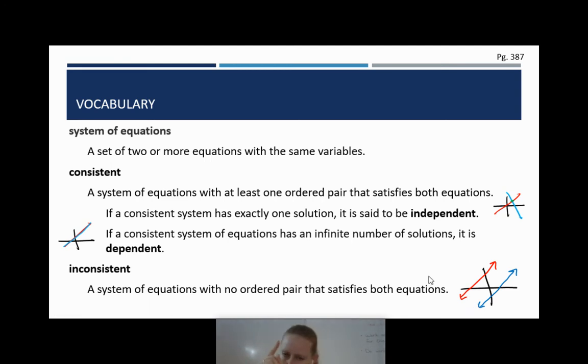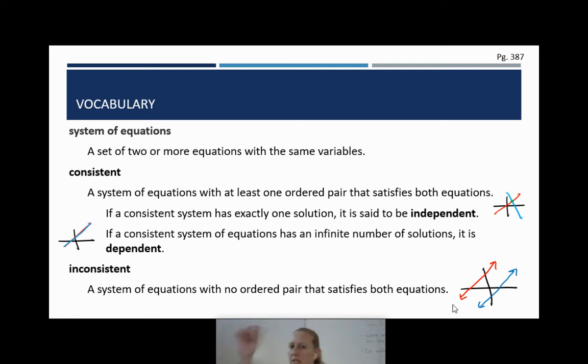So now you have this in your head: these two are consistent, and this one is independent, and this one's dependent. It's because they actually intersect. This one only intersects once, so I say it's consistent and independent. This one intersects forever, so I say it's consistent and dependent. And if I have a system that never intersects, there's no solution, and we say it is inconsistent.